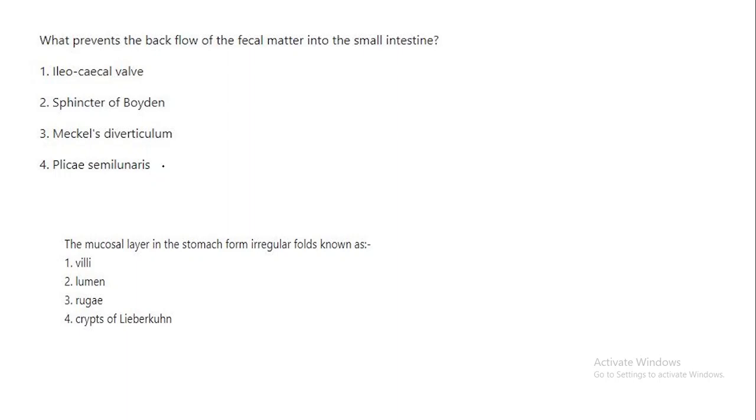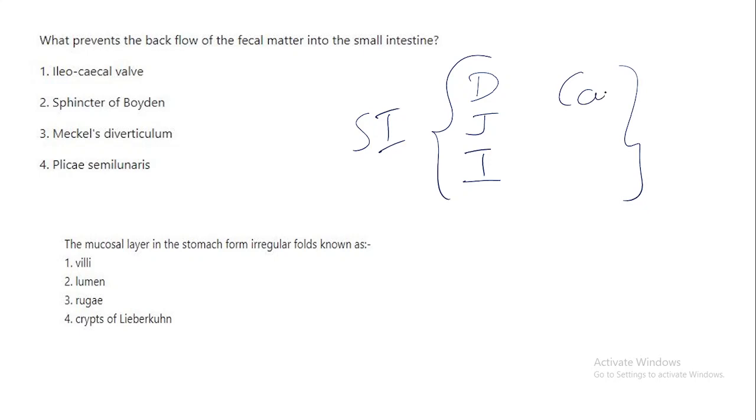Okay, no, right? Now let's focus on this. Something is similar, right? We know that the duodenum, jejunum, and ileum are parts of the small intestine, and the first part of the large intestine is the cecum.